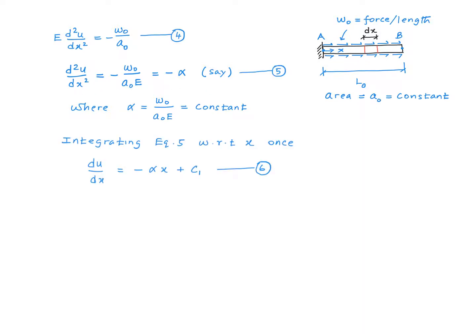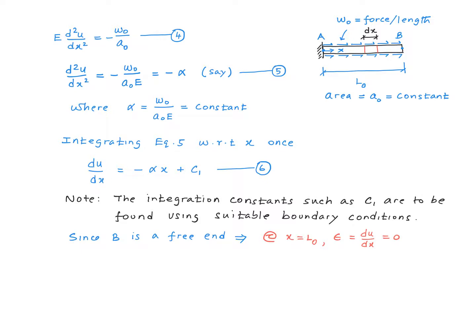Now integrating equation 5 once with respect to x, we have this. du over dx is what we get once we integrate d2u over dx squared once. On the right side, alpha becomes alpha x, so we have a minus alpha times x term right there, plus an integration constant, which we call C1. First, we recognize that du over dx is actually the strain epsilon. Now the integration constants such as C1 are to be found using what we call boundary conditions, suitable boundary conditions.